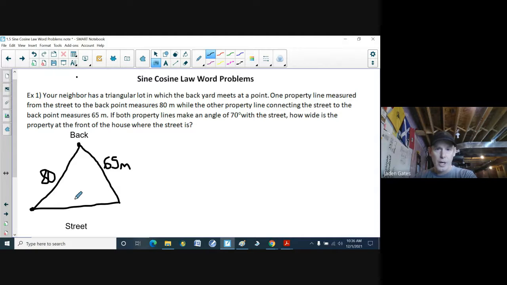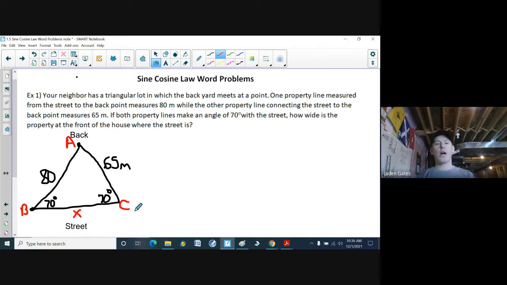Okay, so the angles, property lines. There's our two property lines, and they make a 70-degree angle with the street. So there's our 70 degrees, and they both do. And we want to know how wide is the property at the front of the house. So there's our x right there. First off, I've got to label this diagram with A, B, and C. If I'm trying to find x, this is point A right there, this will be point B, and this will be point C.